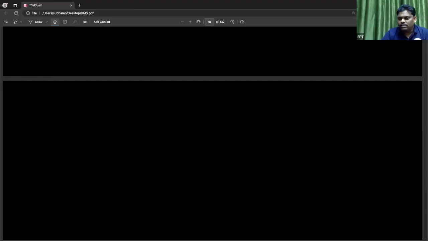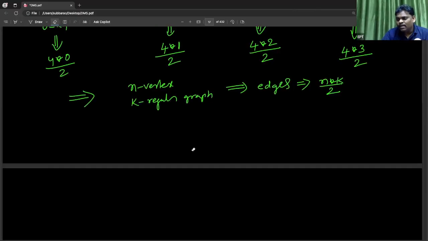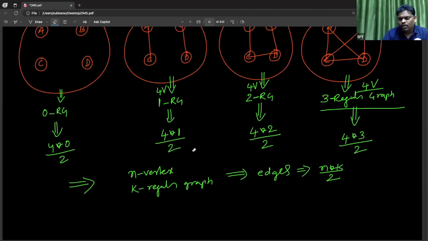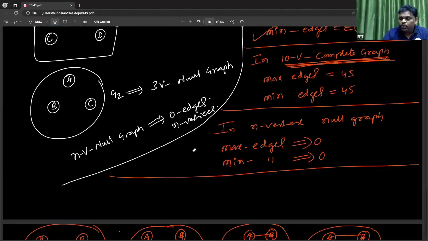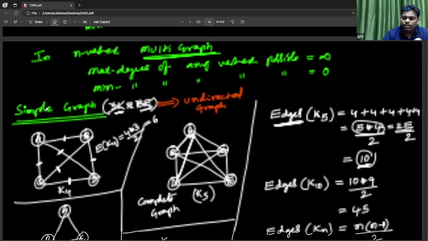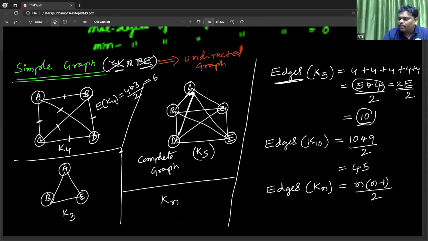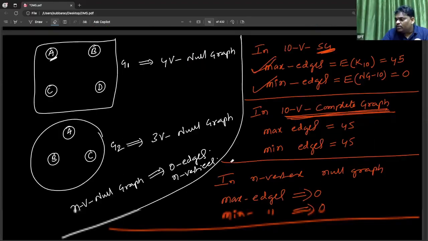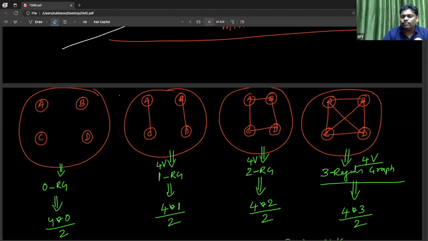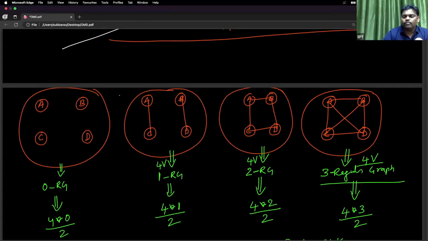Someone is asking, are simple graphs called regular graphs? Is every simple graph a regular graph? How can you ask like this? See, simple graphs are of many types. Some simple graphs are null graphs, some are complete graphs, some are regular graphs. Every regular graph is a simple graph, but every simple graph need not be regular.